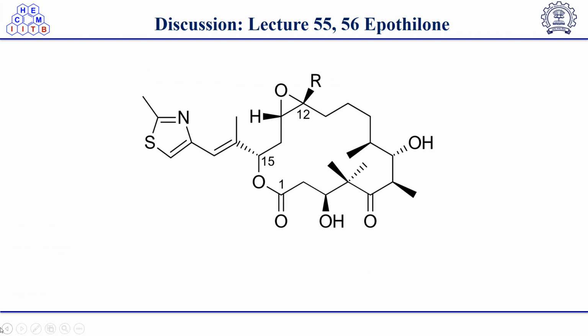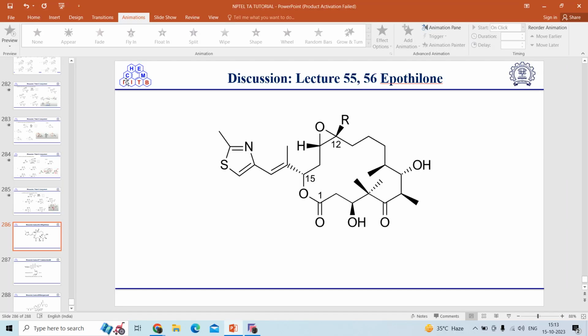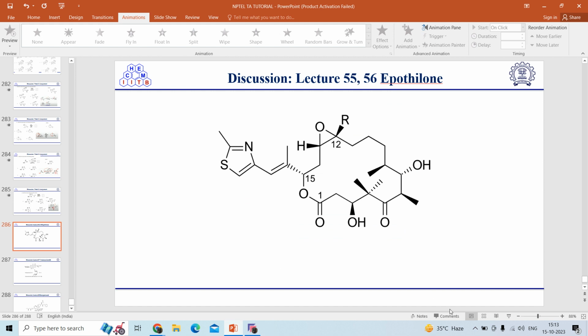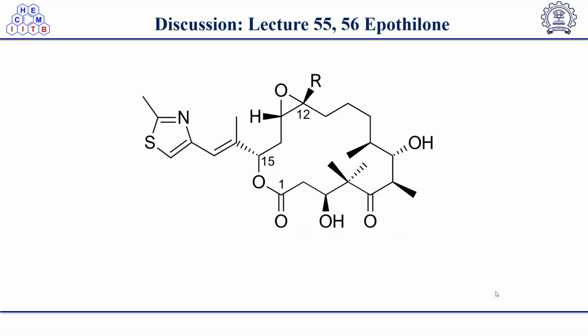So this is one structure of epothilone, and here with different substituents at the R position, and this ring can be replaced with several other derivatives to get different varieties of epothilones. So that was the discussion on epothilone, that is lecture 55 by Nicolaou total synthesis, the Nicolaou olefin metathesis approach and the Nicolaou macrolactonization approach. That was the summary of lecture 55.